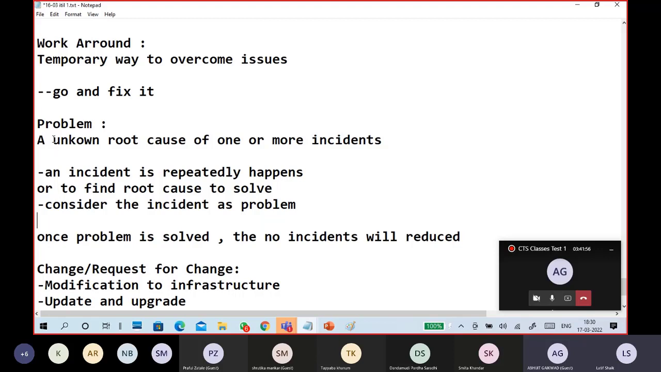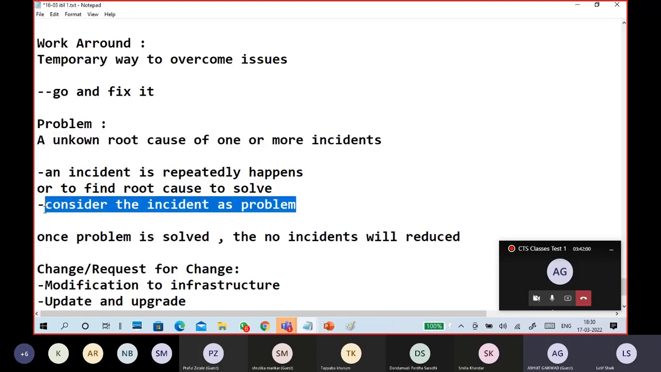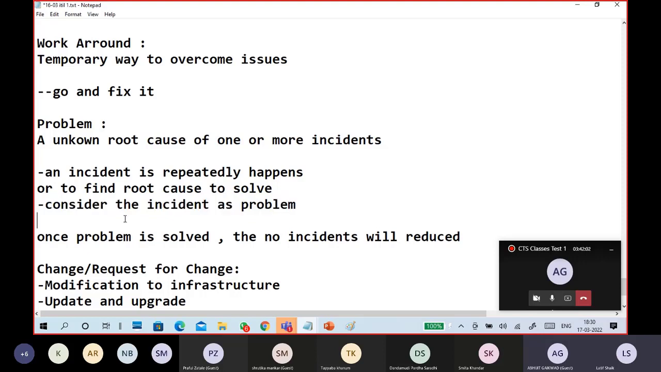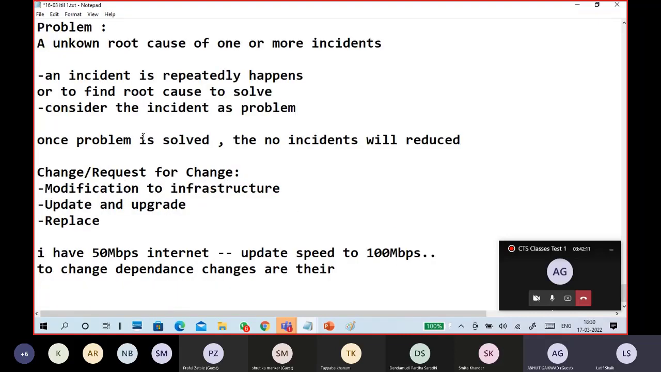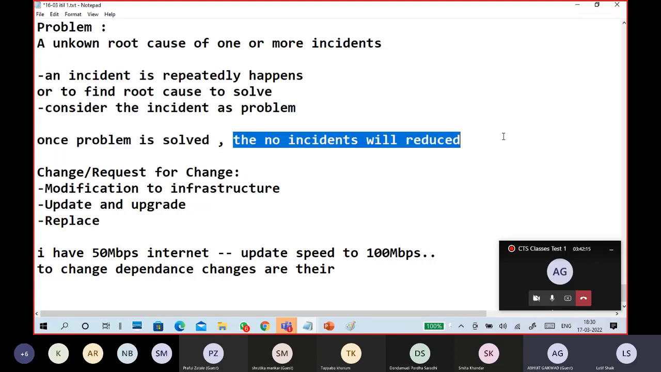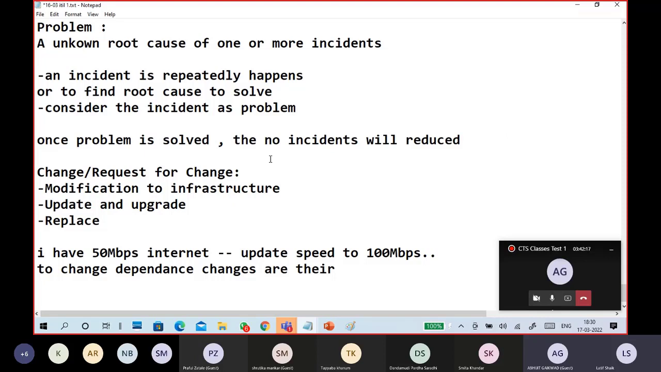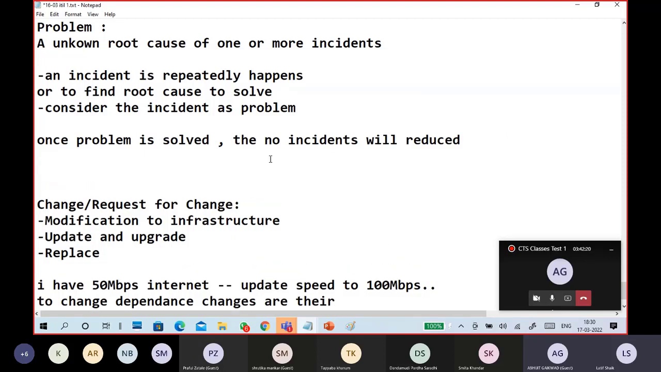Incident as a problem: unknown root causes of one or more incidents. If an incident occurs and you don't find its root cause, or the incident happens repeatedly, then we have to consider that as a problem. Once a problem is solved, no incidents will occur, or the number of incidents will be reduced.